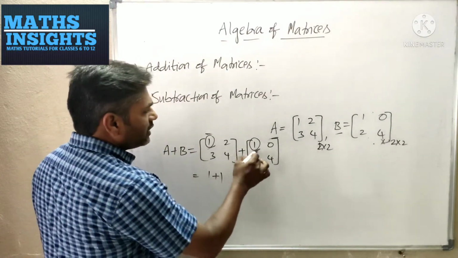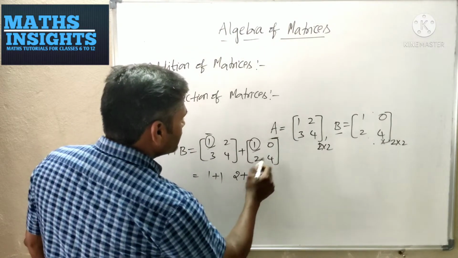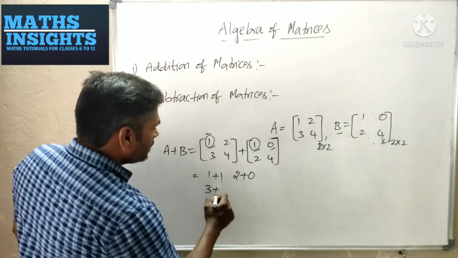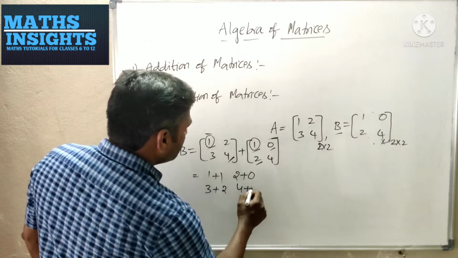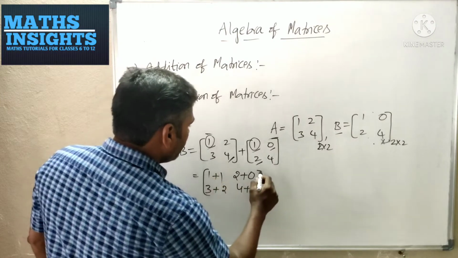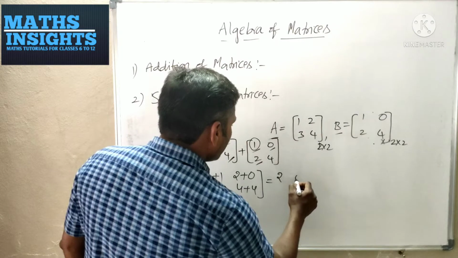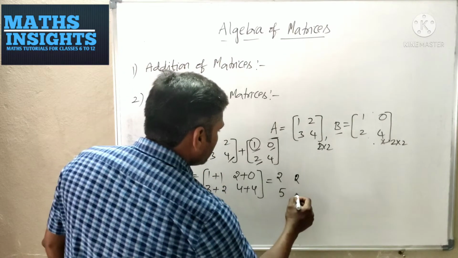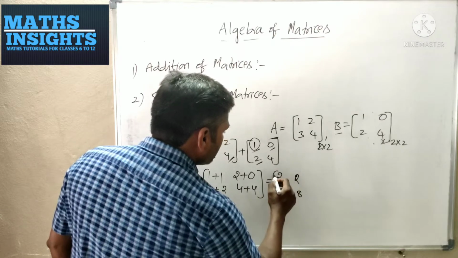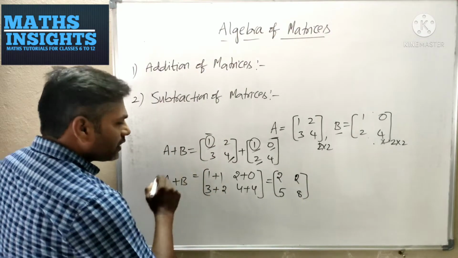So for 1, the corresponding element is 1. For 2, this is 0. For 3, the corresponding element is 2. For 4, the corresponding element is 4. Therefore, the addition of these two: 1 plus 1 will become 2, 2 plus 0 is 2, 3 plus 2 is 5, 4 plus 4 is 8. So you got A plus B.